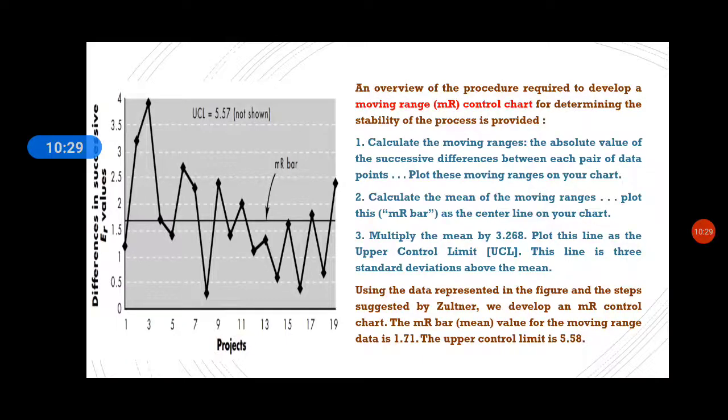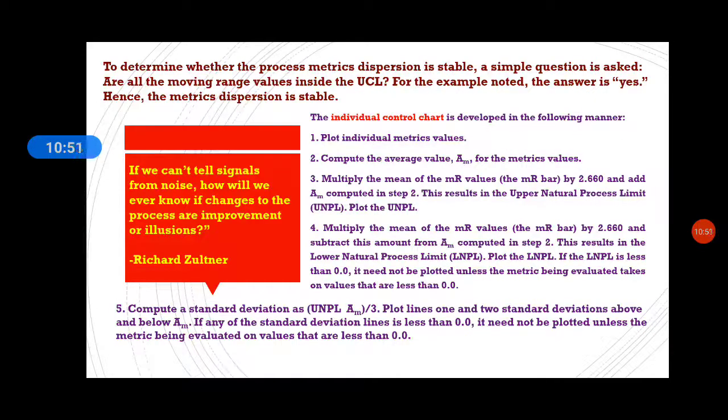Using the data represented in the figure and the steps suggested by Geltner, we provide an MR control chart. The MR bar represents the mean value for moving range data, which is considered here as 1.71. The upper control limit is 5.58.